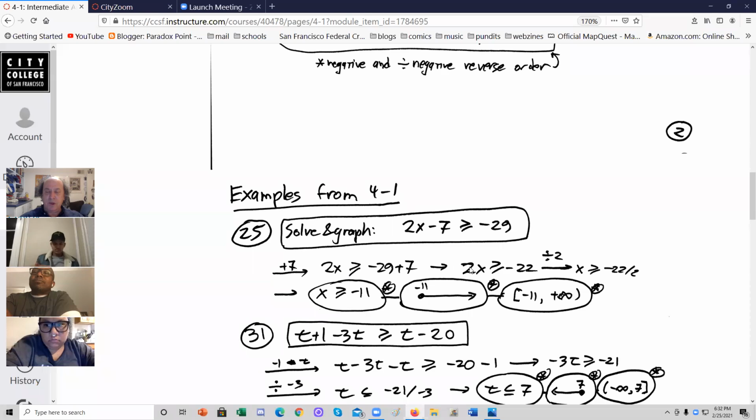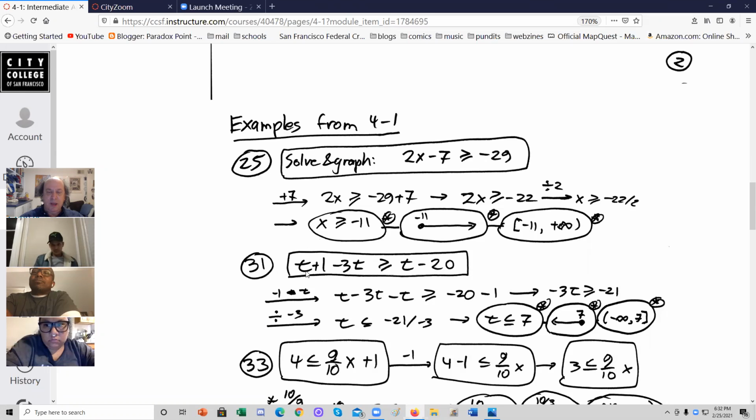Now I'll divide both sides by 2, and since it's a positive number, the inequality stays greater than or equal. x is greater than or equal to negative 22 over 2. So x is greater than or equal to negative 11 is the inequality. Its graph is everything to the right of and including negative 11. The interval notation is square bracket negative 11 to positive infinity, parenthesis.